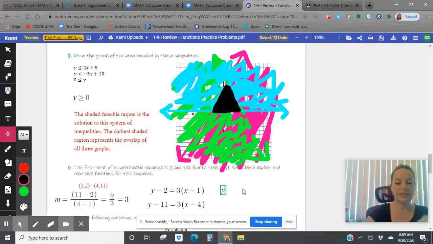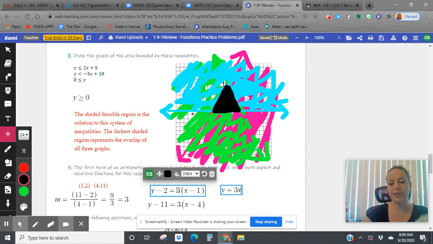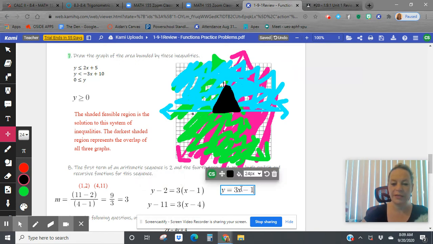You could also write this in slope-intercept form as 3x. Now check this out. If I distribute it, 3x minus 3, add 2, it would just be a minus 1. Some students might be able to look at this and see that if I subtracted 3 and went back to step 0, that it would be minus 1. All of these are explicit forms of this equation.